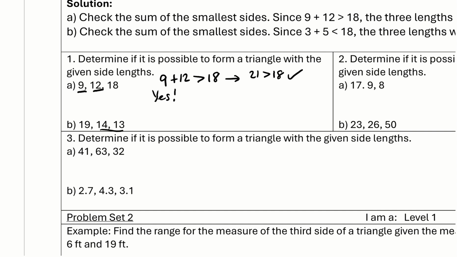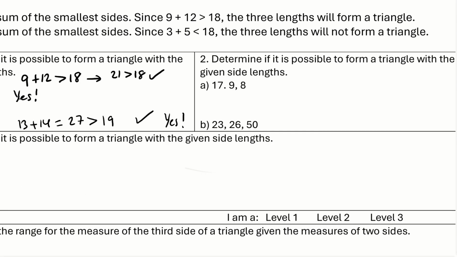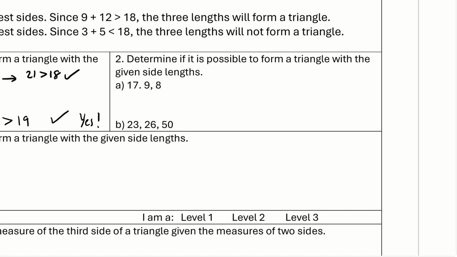Now here the two shortest sides are 13 and 14. So that's equal to 27, which is bigger than 19. So yes. All right, it's pretty straightforward. So let's look at the next one. Here we got 17, 9, and 8.